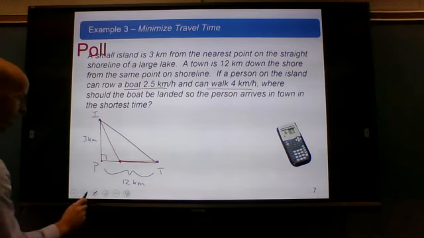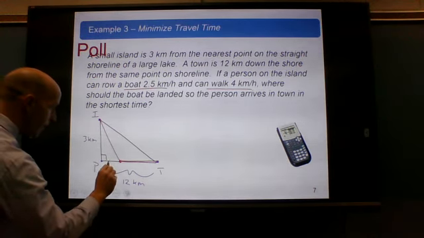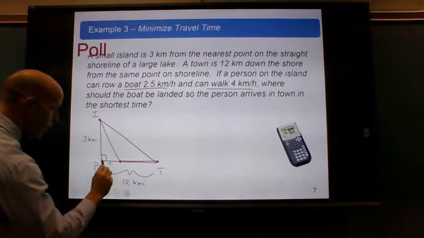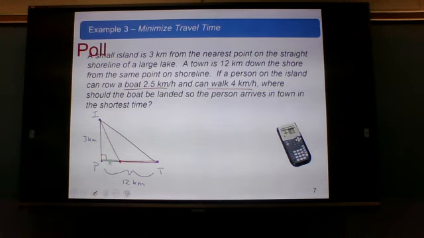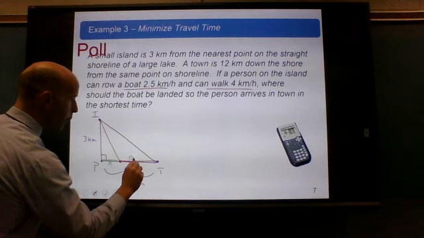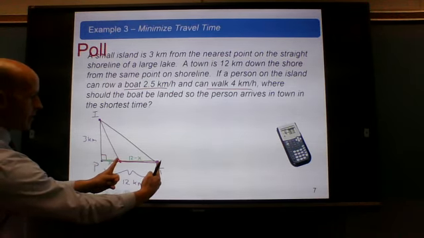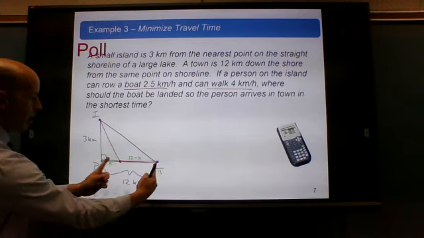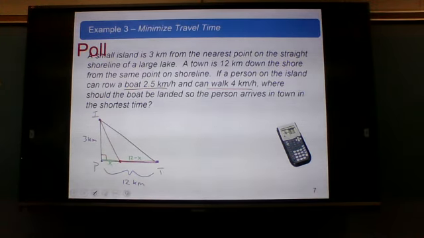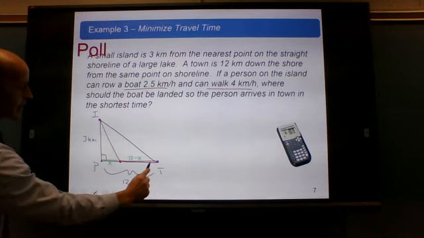And what I'm going to do now, in green, is mark a couple of important lengths. This length right here, from this point here to this point here, I'm going to call that X. And if that's X, then this distance right here would be 12 minus X, because we know the total distance is 12. So this distance here would be 12 minus X. The other distance we need to know is this red segment right here.